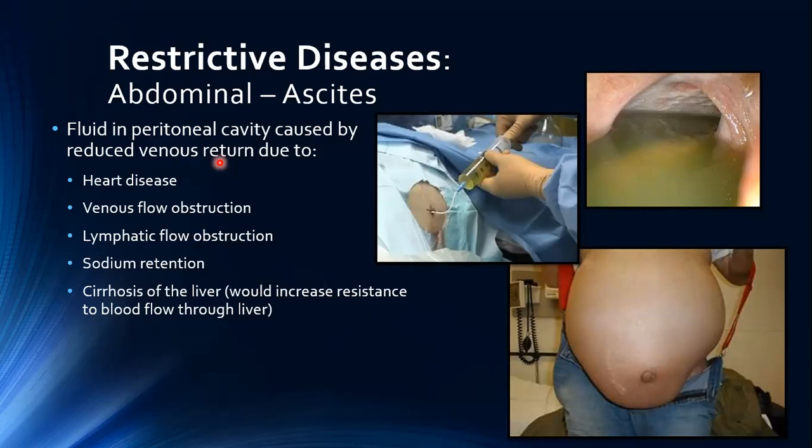Now, like we said, restrictive diseases have different categories, and this abdominal ascites is caused by reduced venous return. That reduced venous return lets serous fluid leak into the abdominal cavity from the thoracic cavity where it should be. You don't have to know why, but just know that heart disease, venous flow obstruction, lymphatic flow obstruction, sodium retention, and cirrhosis of the liver can cause ascites. And ascites will put a restriction on the lungs, especially if it gets this big.